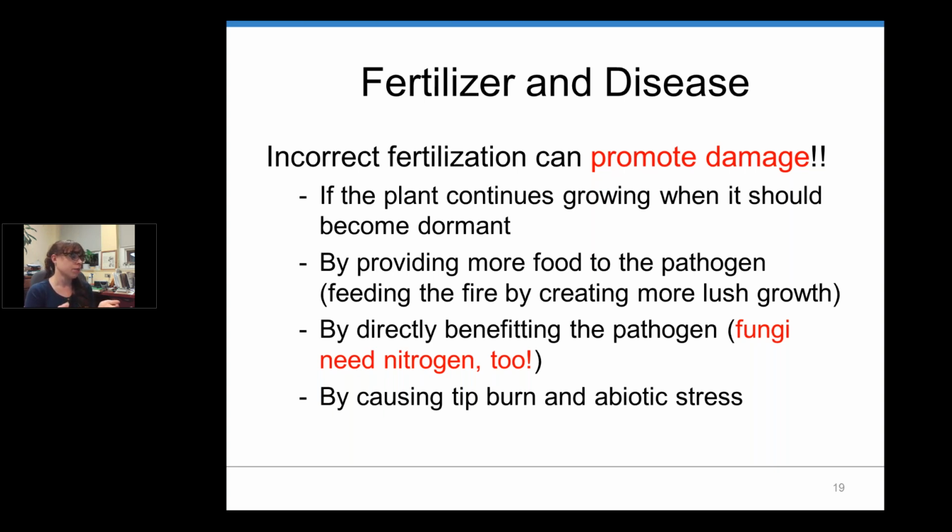Finally, again, with fertilizers, it's possible to have too much of a good thing. And so by over-fertilizing, you can cause tip burn, you can cause abiotic stress. Of course, it's possible to over-manure or over-fertilize your fields. And unfortunately, that's something that I do see quite a lot here, is people think that you can't have too much of a good thing, but unfortunately you can. And so it's important to apply at the recommended rate depending on the nature of your soils and the plant specifically that you're growing.